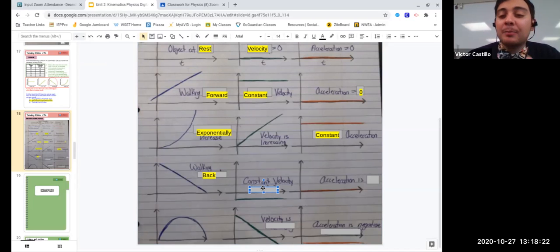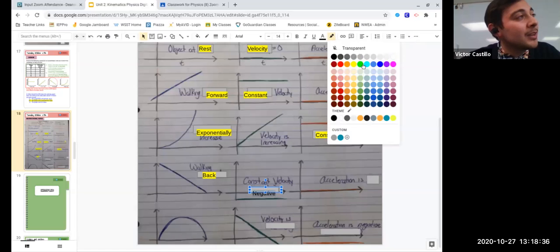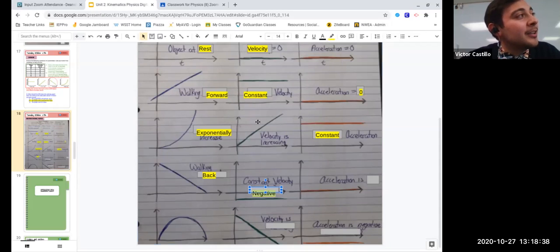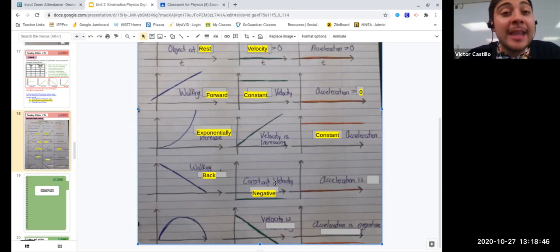That means if I'm walking back, I'm really chill. I'm not running. I'm not slowing down. I'm just walking back. That means my velocity is also constant, but instead of a positive velocity, it's going to be a negative velocity. You see my graph right here? Do you see how on this one, my velocity was above the x-axis, and on this one, my velocity is below the x-axis? That means I am a negative number. So if I'm walking back, my velocity is negative, because remember, velocity is a vector. So if it's a negative number, that means I'm coming back. I am walking back, okay?